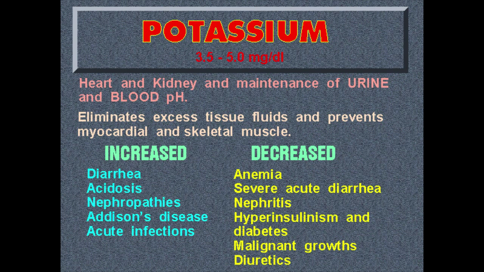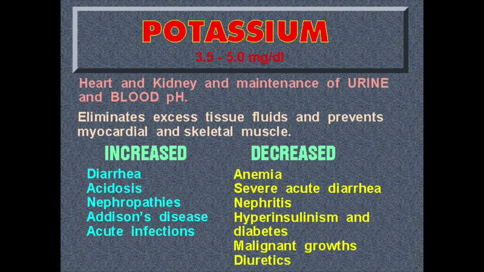Potassium will increase with acidosis and when there is diarrhea. Infections and some nephropathies will elevate potassium, and of course, as sodium is typically low in Addison's disorders, potassium is classically high. Potassium is lost in nephritis and is rapidly excreted by many diuretics.